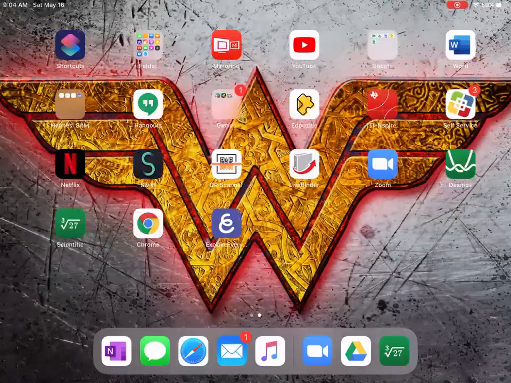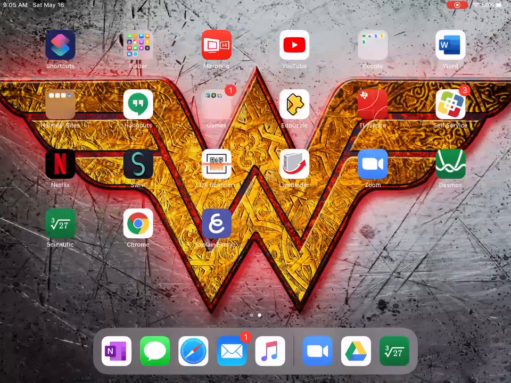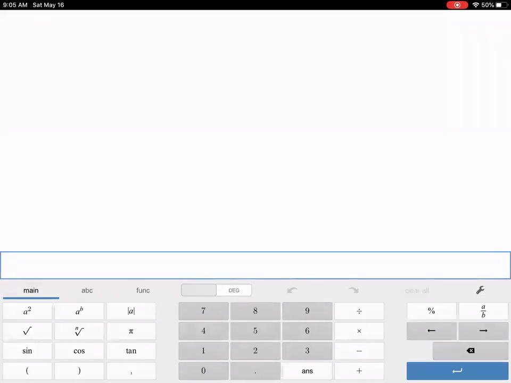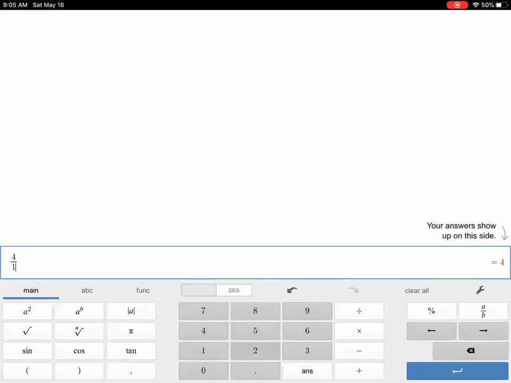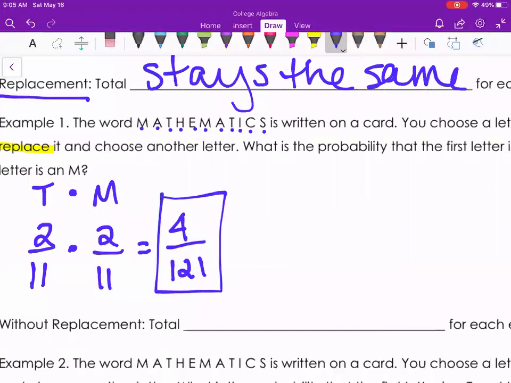Desmos is the app that is right down there at the corner. That's green with the 3 and the 27. It says scientific. I'm going to put in 4 divided by 121. Right now it gives me the decimal, and notice your answers show up on this side. There's a little square over a square. Tap that button, 4 over 121, just like our regular calculators, gives you back the same fraction. It does not simplify. So there is my final answer. I've got a 4 in 121 chance of getting a T first and then an M.